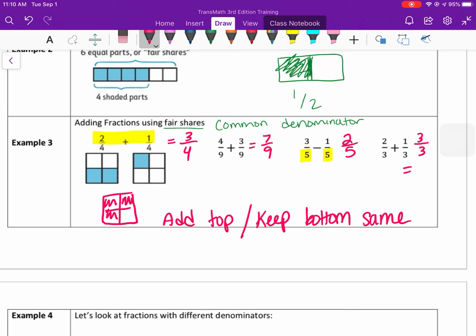Now if you remember, 3/3, that's the same thing as 1 whole. Because if you have thirds and you have 2/3 plus another third, now you have the whole thing. So if you ate 2/3 of a pizza and then you ate another third of a pizza, now you ate the whole pizza.